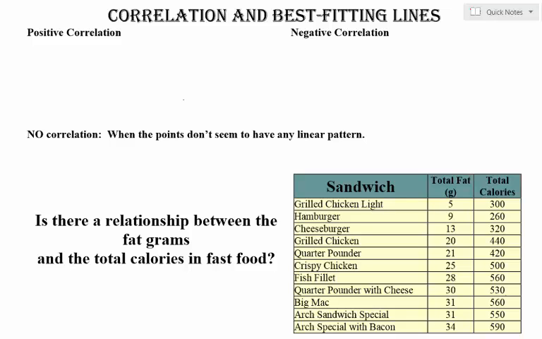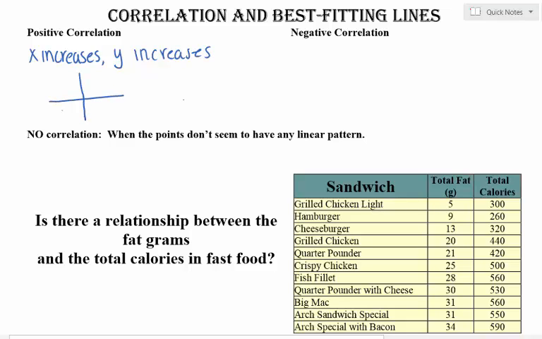Hi everybody, today's video is about correlation and best fitting lines. Positive correlation means that as x increases, y also increases. So if we have a bunch of data points, if we were to plot them, they would be going up in a fashion. It's not perfect, but it's going up.